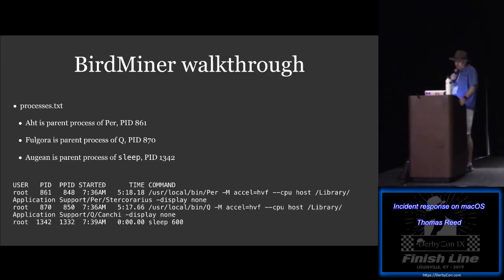We can also, if we keep digging around in processes, take those process IDs we got for those three processes and search for those. And we can find, oh, look, these are all parent processes of something else. So AHT is a parent process of something called PER, P-E-R, named just like the folder that we saw. Fulgora is a parent process of something called Q, again, just like that folder. And Aegean is a parent process of sleep.